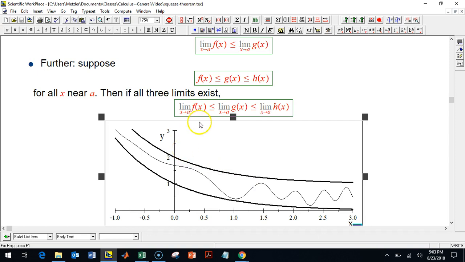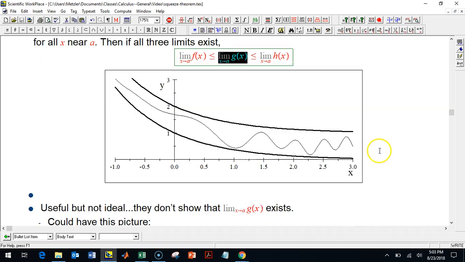So that's a little disappointing for a couple of reasons. One is we had to assume that the limit exists in the first place. And second, all we get is some inequalities. And we can actually refine this pretty nicely in a certain situation.